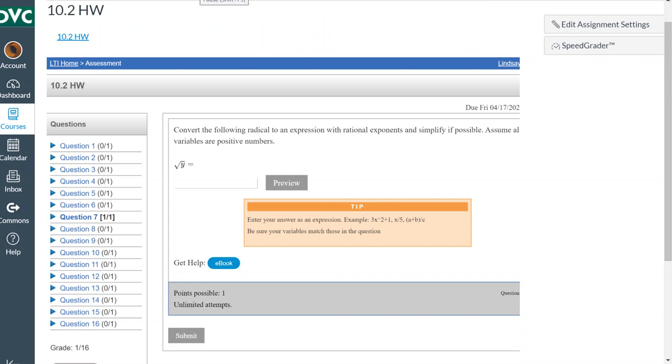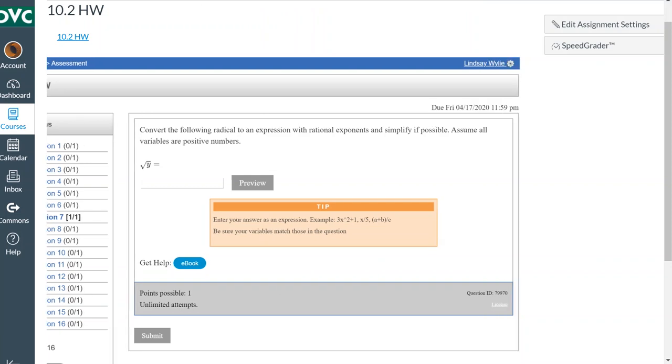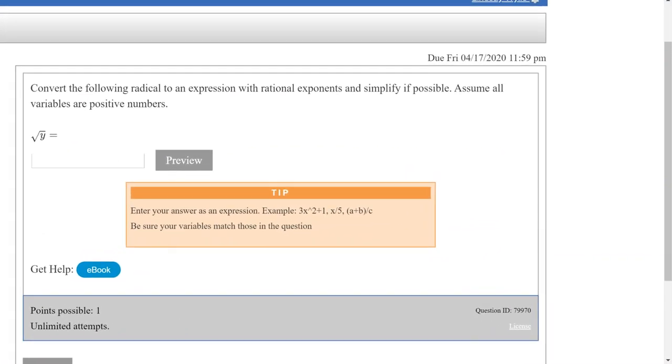So in this video, we're going to talk about just how to enter the answers for questions 7 and 8 into the computer. I'm doing homework 10.2. I'm going to go ahead and scroll over and zoom in so this looks a little bit better. We're asked to convert the following radical to an expression with rational exponents and simplify if possible.